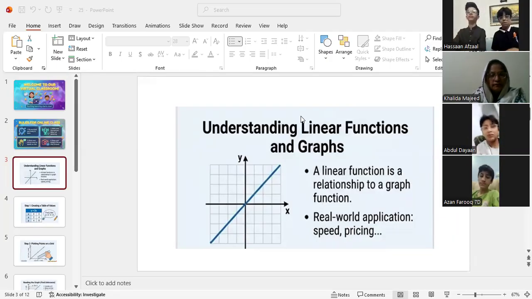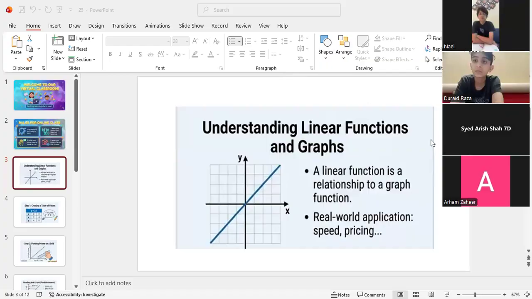Anyone else who can give me an example? Azan Farooq, can you tell me? Afan, I'm coming to you, just wait. Ma'am, any sort of automobile, like you can say a scooter or something. Yes, the speed of the scooter, that's what I'm talking about. If the rate of change is constant, it means we are actually talking about a linear function. Afan, I'm coming to you.